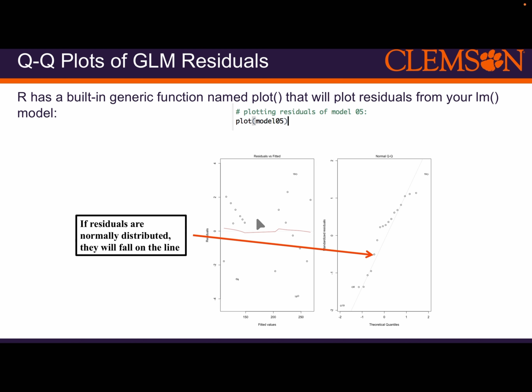Now, there are other plots in R, and I'm just going to skip those for right now. Those are there for other reasons. For example, this residual versus fitted value plot is trying to show any heteroscedasticity in the data that you might have. But anyway, normal QQ is an easy way to check your residuals.